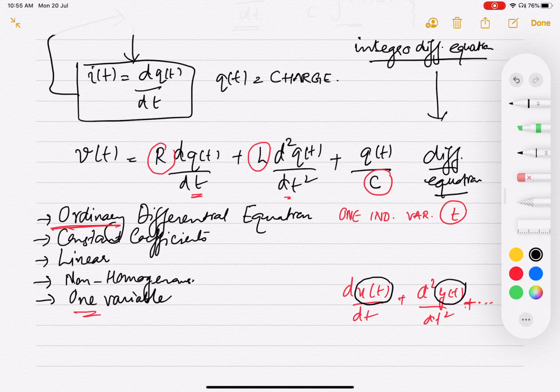Now it has constant coefficients. I've already explained that. It is non-homogeneous. A differential equation is called non-homogeneous when it has a forcing function, when there is an input to the system for which you are writing the differential equation. So in this case, the forcing function is the voltage.